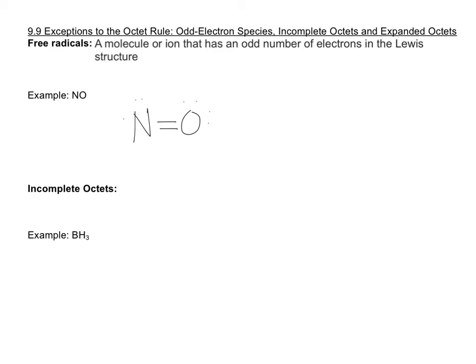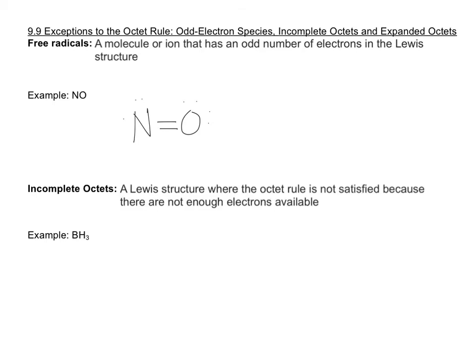All right, the next exception is an incomplete octet. So there are some examples where you can't fill the full octet just because there aren't enough electrons there to do that. And the most common example of this is boron. So here, boron has 3 valence electrons, and each hydrogen has 1 electron, so 3 plus 3 gives us 6 altogether. So we're going to put boron in the middle because hydrogen should be terminal.